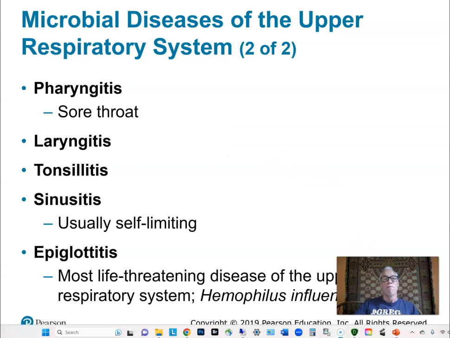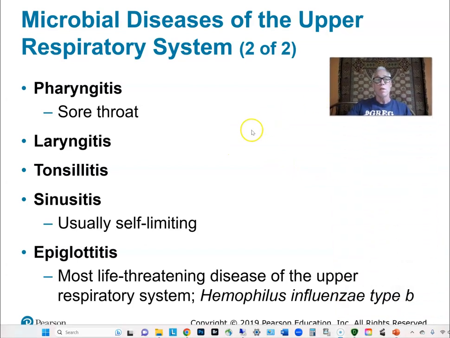If we do get an infection in the upper respiratory system, some terminology: pharyngitis, sore throat, right? That's the throat, that space behind the nasal and oral cavities and the larynx. Laryngitis, inflammation in the larynx, the voice box, and it affects your sounds of speech.